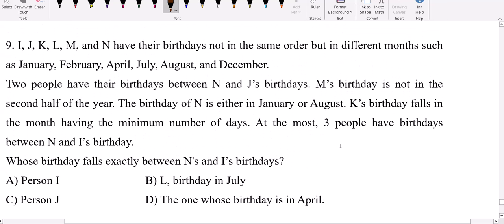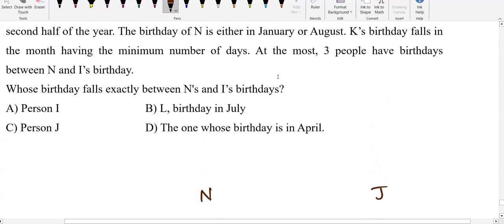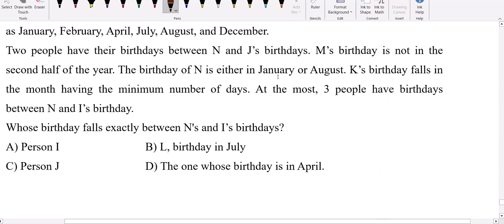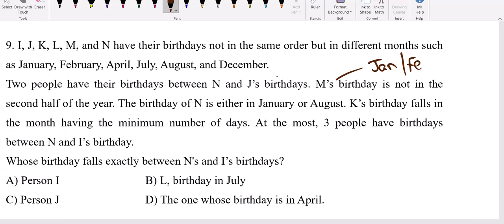For now, you just map all those data, 6 people, 6 different months. 2 people have their birthdays between N and J. So it can be N, okay, J or J, 2 gap, N, both possible. Next one, the birthday of N is either January or August. M's birthday is not in the second half of the year. So M's birthday is definitely in Jan, Feb or April.